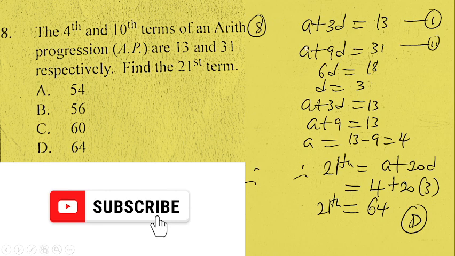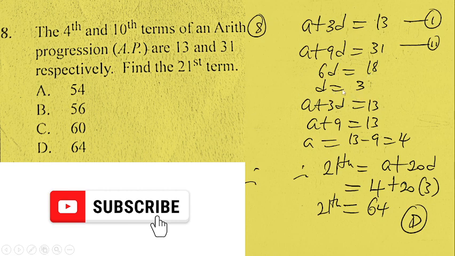But we can see that a is already in the two equations, so we can easily subtract equation 1 from equation 2. So that means a will eliminate. Then we have 9d minus 3d, that will give us 6d equals to 31 minus 13, that will give us 18. Then if you divide both sides by 6, that means d will be equal to 3. So the common difference, which is d, is 3.